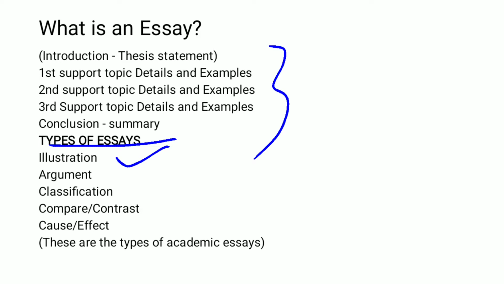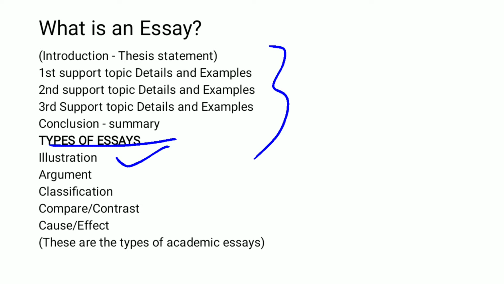Next one is argument. Argument is a kind of essay that proves a point by giving reasons. Each body paragraph will give another reason to support the thesis. Classification. Classification divides a topic into different categories, and each body paragraph will be a separate category. These essays have a thesis statement and several body paragraphs to support the thesis.